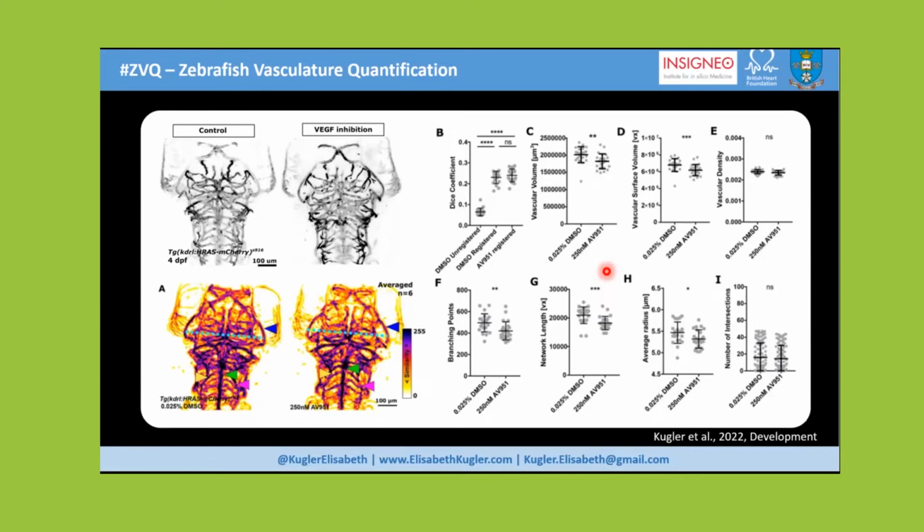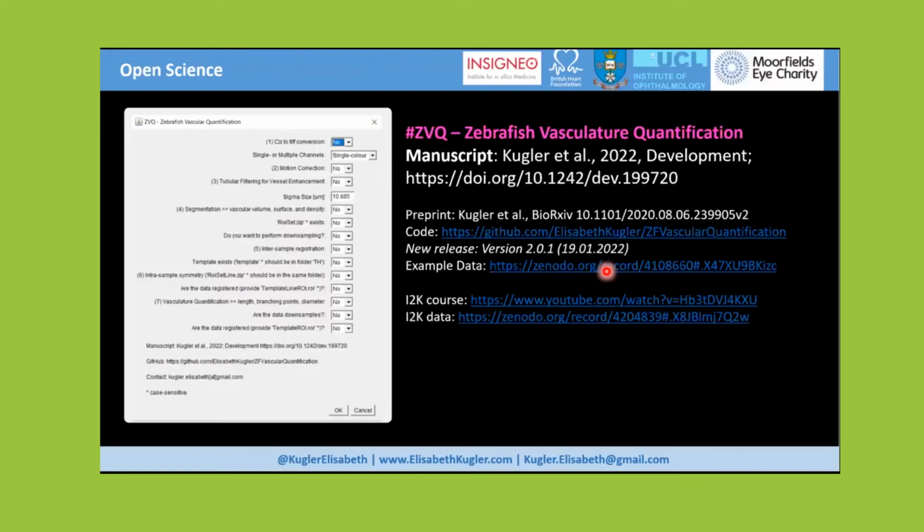But I want to come back now to open science, because again, I really want people to use the workflows that I produce. And so CBQ, like I said, has just been published in Development, and we have the code online on GitHub with example data, and there's also an I2K course recording from 2020 online, which is a very long session, but if you want to hear more, you can go step-by-step through the individual steps.